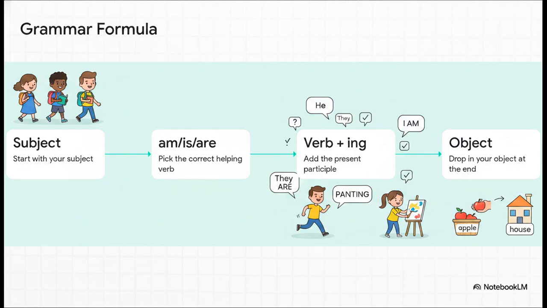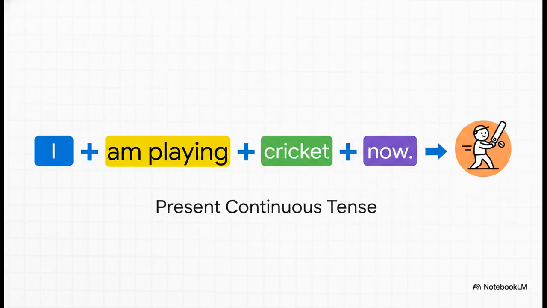Let's actually see this in action. Let's test our new formula. I am playing cricket now. Look at how perfectly that fits. I is our subject. Because it's I, am is our helping verb. Playing is our present participle, just the verb play with that ing stuck on it. And cricket is the object. We even have the clue word now at the very end. It's honestly like a math equation coming together perfectly.